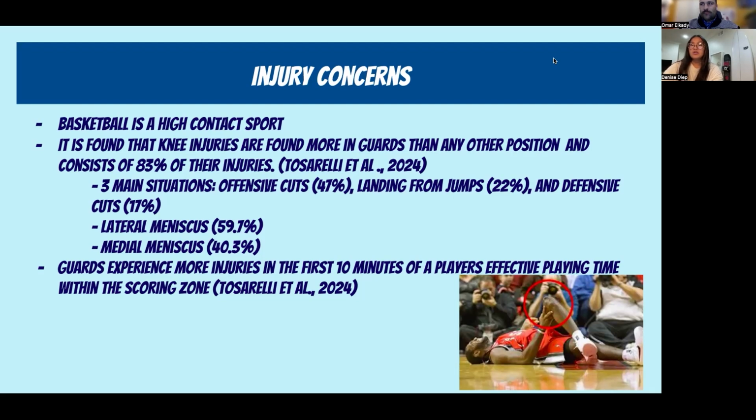The three main situations where we see these injuries would be during offensive cuts, landing from jumps, and defensive cuts. Going into all these injuries, we see them, of course, in the knee, but more so in the lateral meniscus, which we see 59.7%, and then the medial meniscus, where we see it 40.3%. Studies do show that in the first 10 minutes of the game, guards experience more injuries compared to any other position. Centers still experience some back injuries, of course, by getting rebounds, but that is more so later into the game. In the first 10 minutes, this is where we would worry more so with the guards.